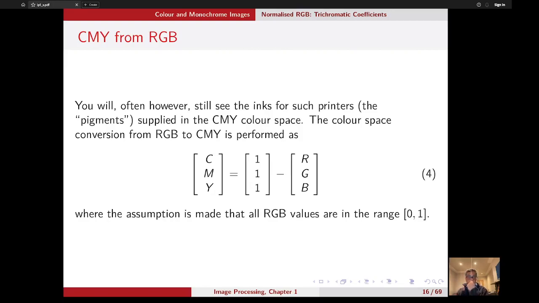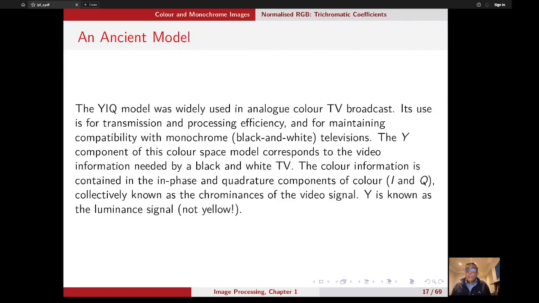So that's the conversion, which is our first example of treating RGB as a vector and then performing some sort of operation on the vector to transform it from one color space into another. So this is a linear operation.